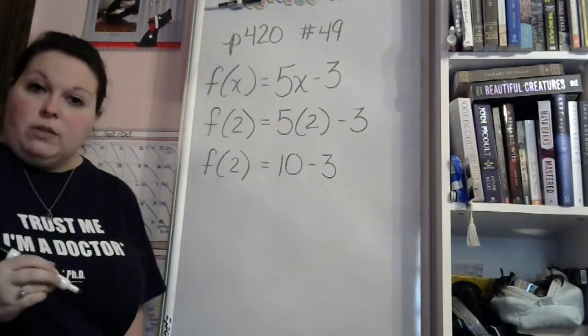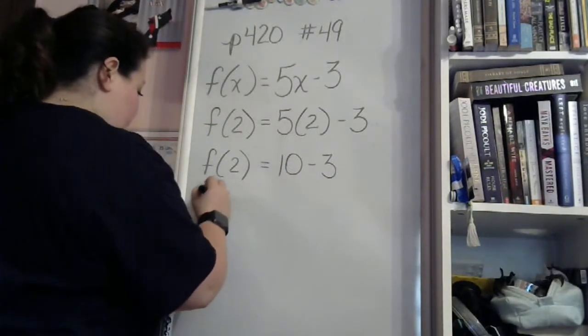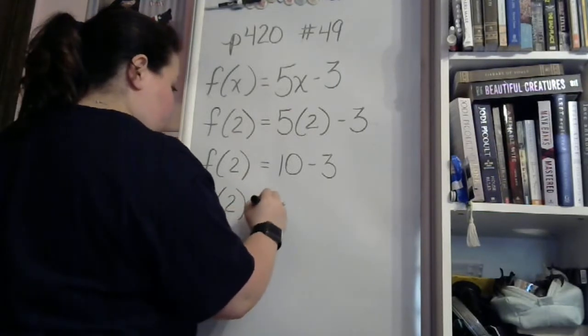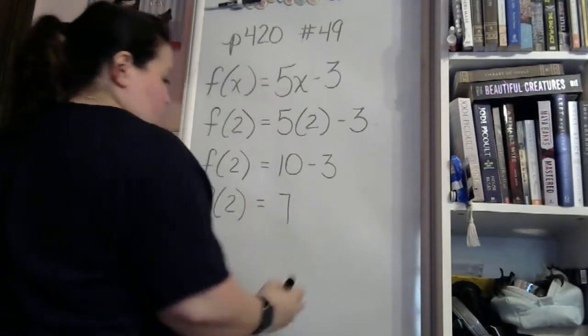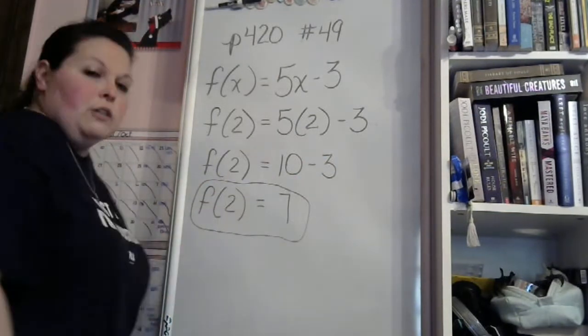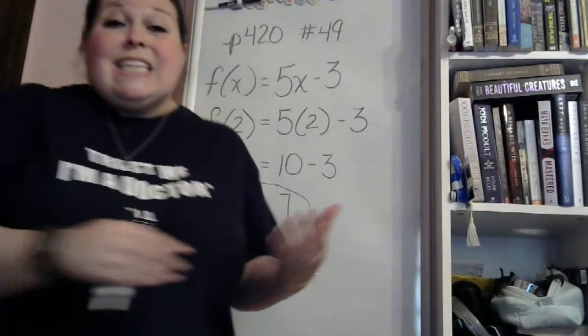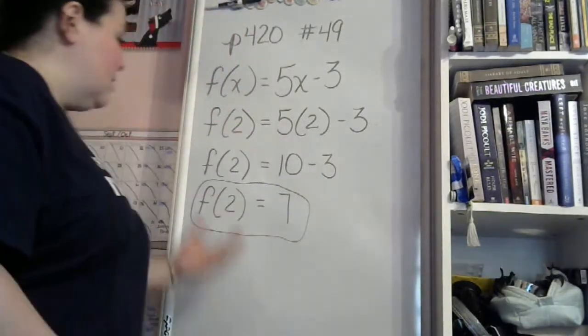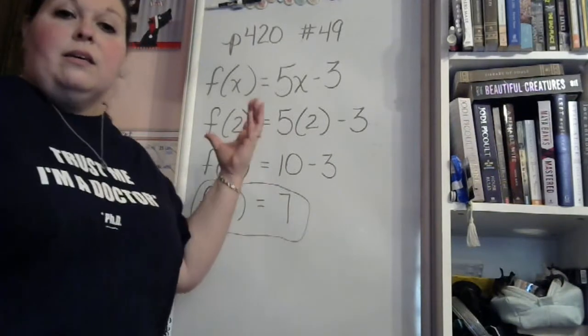I really hope you don't need calculators for this, but if you do, that's okay. You also have 10 fingers. Feel free to use those. 10 minus 3 equals 7. There's your answer. That's literally how easy these are. Don't let the number scare you. The steps are exactly the same.